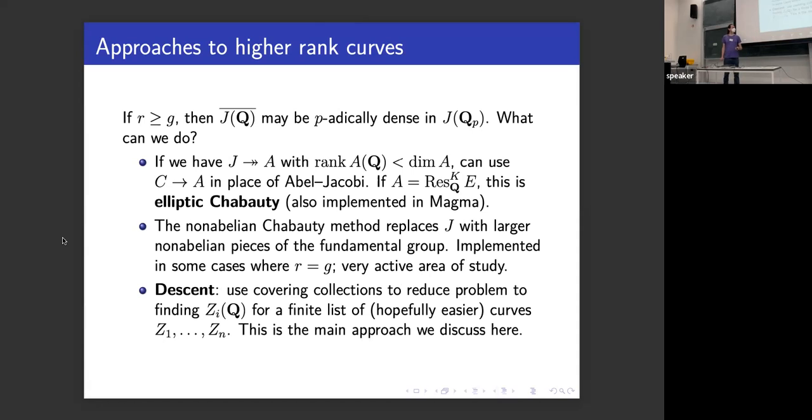And finally, another approach is descent. You take some collection of covers of the curve such that if you can find the set of rational points on each of these covering curves, well, every rational point on the base curve comes from one of these. And if the geometry of these covering curves is easier in some way, then you can use this covering map to transfer the problem from your original curve to some other set of curves. And so the approach that I'm going to discuss here is using descent in combination with elliptic Chabot.